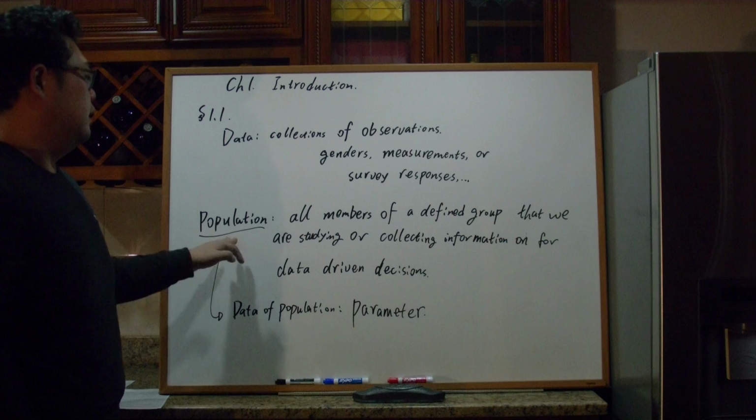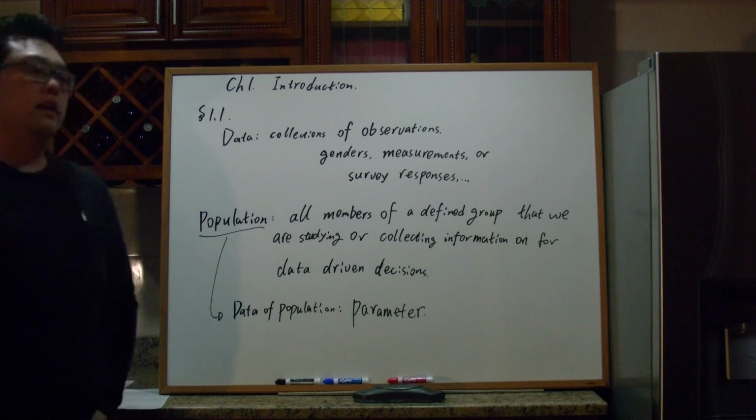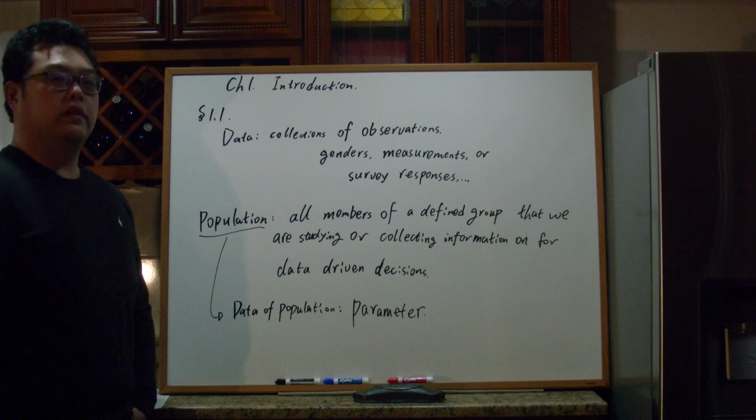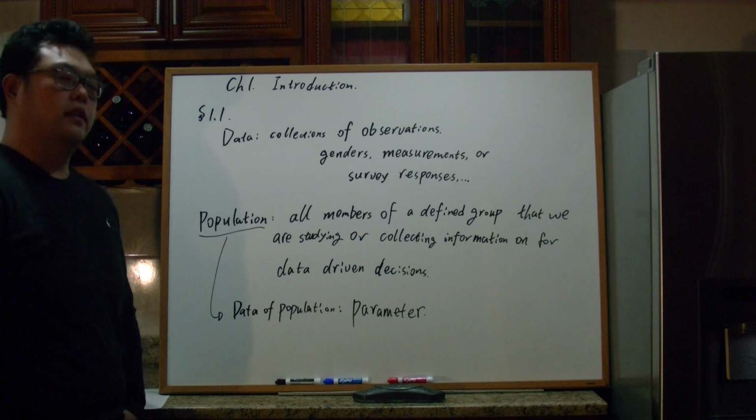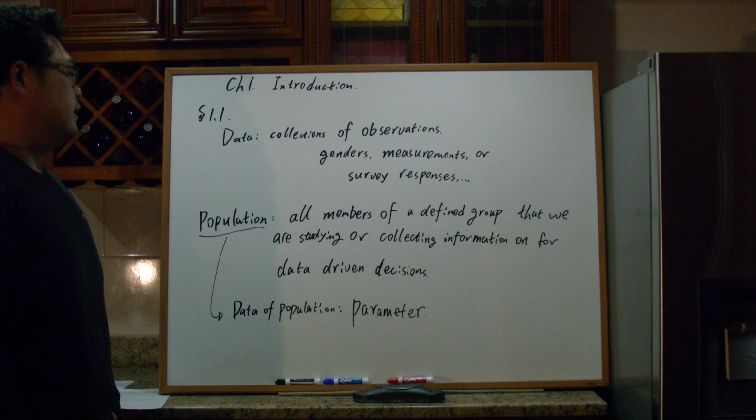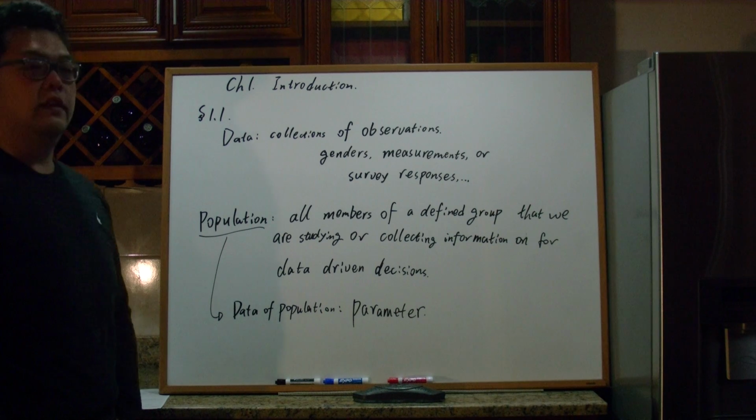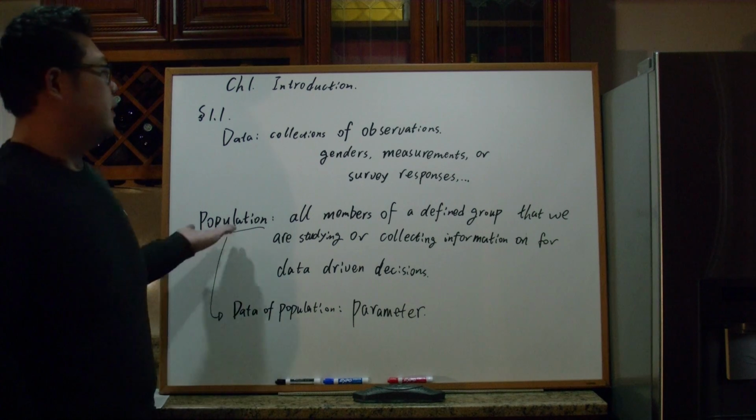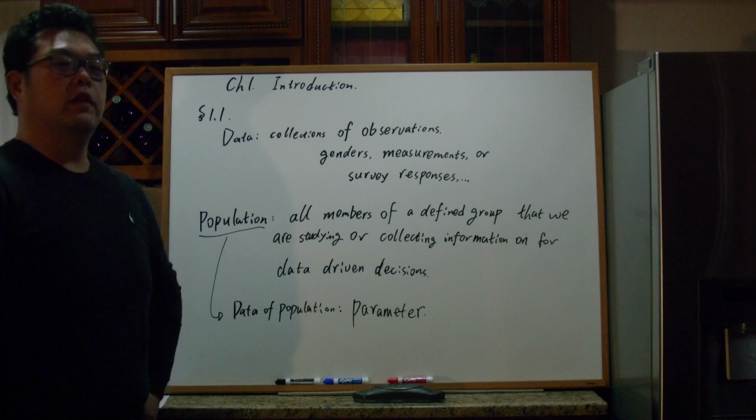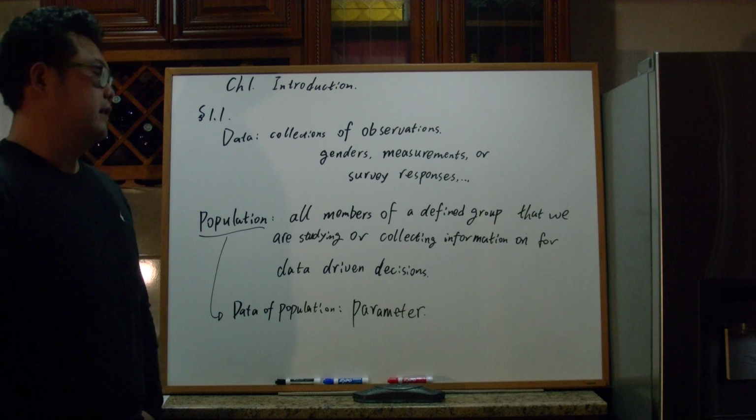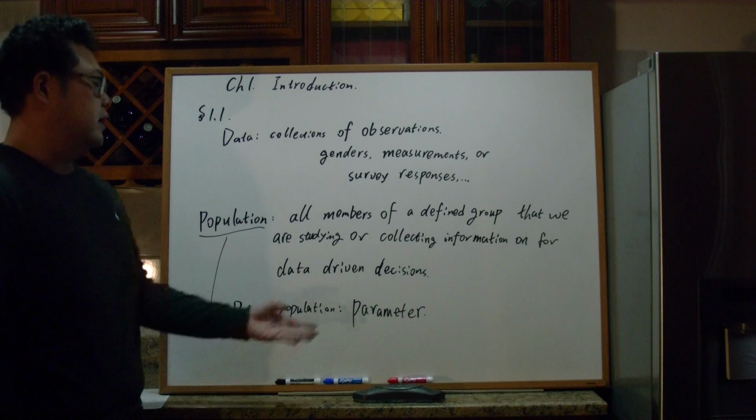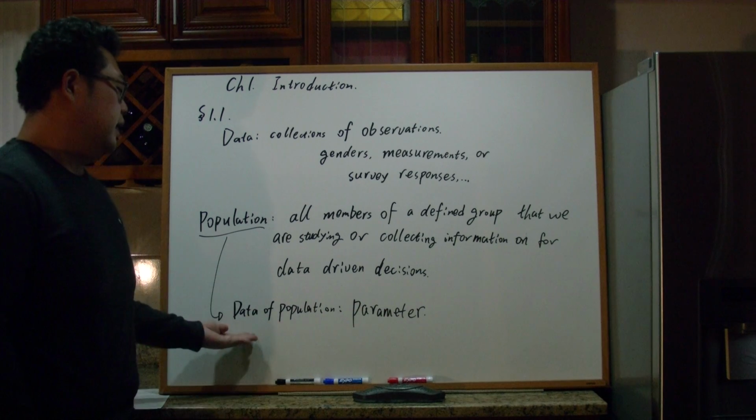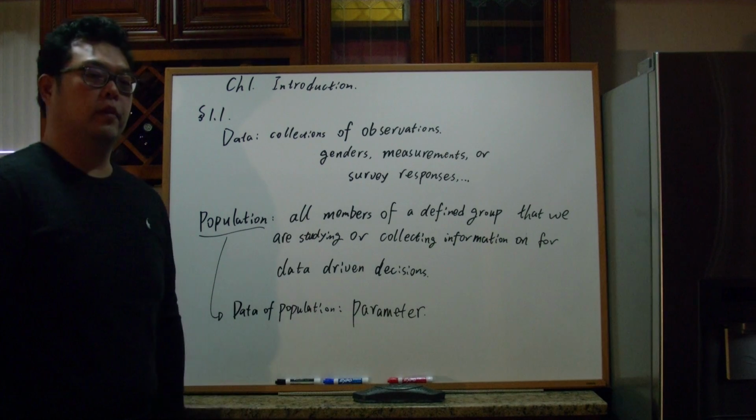In another example, if we are interested in the age distribution not in New York City but in the United States, then the population becomes all the people living in the US. And their age, their amount of people, will be the parameter. So the data of the population is called a parameter.